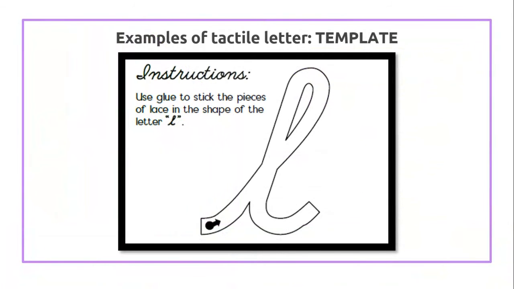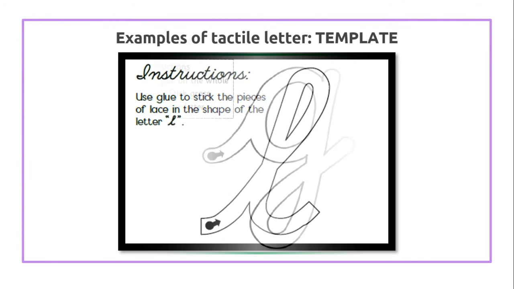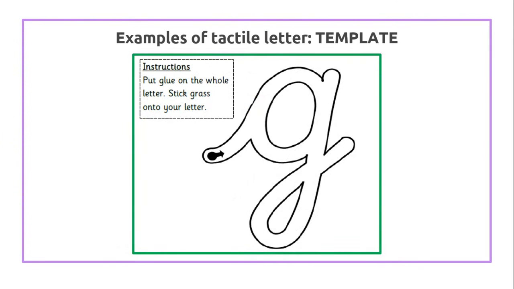So here's an example. Remember to include some instructions for the student. So this is a letter L and this says that you need to stick some lace on the letter. It's a good idea to integrate your phonics here. So try and choose a tactile material that starts with that letter. Here is G, and this says put glue on the whole letter and stick grass on your letter. Once this is stuck, then children can follow the grass pattern to make the G cursive shape.